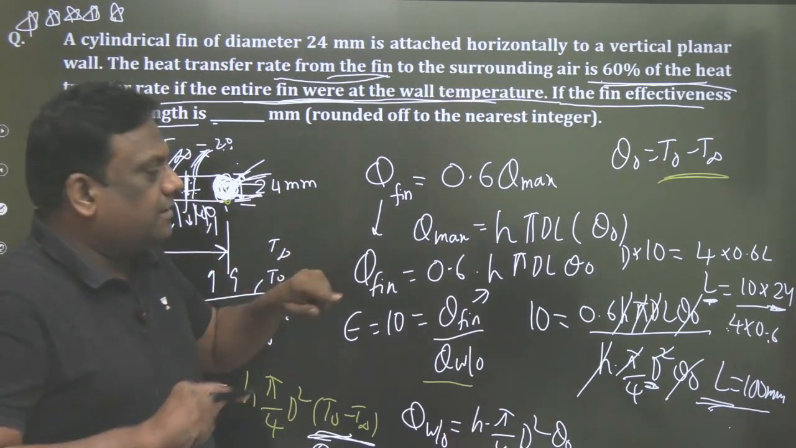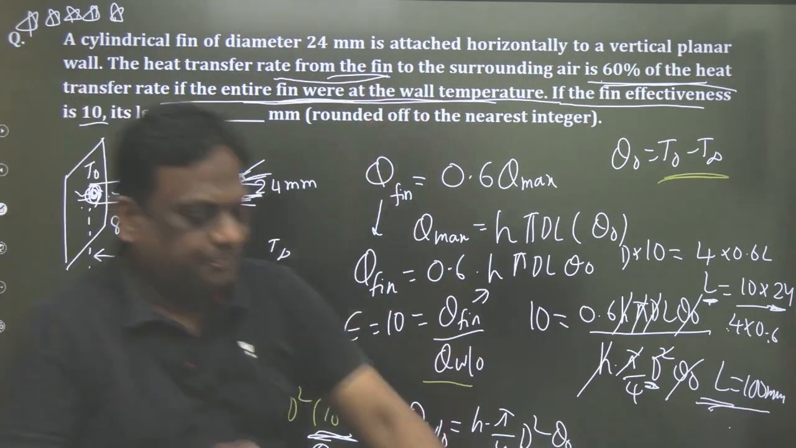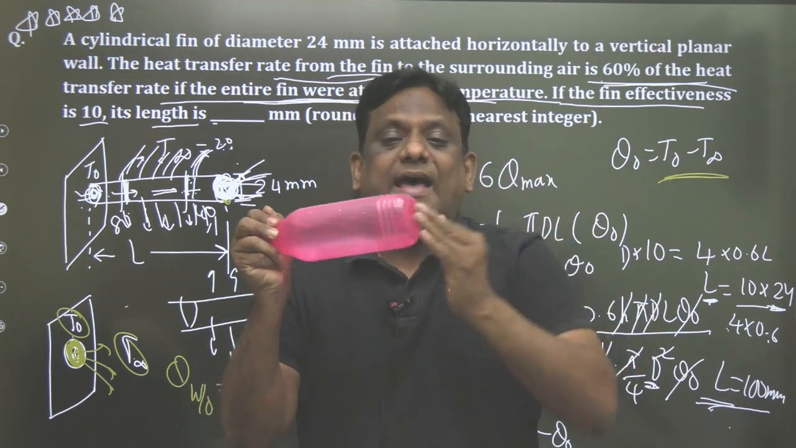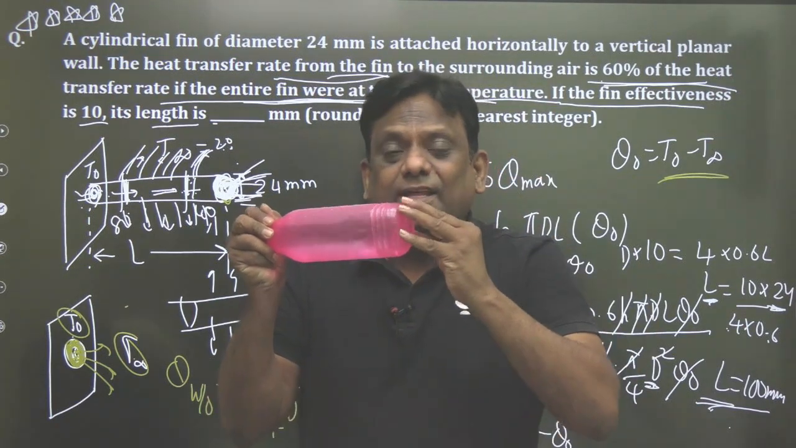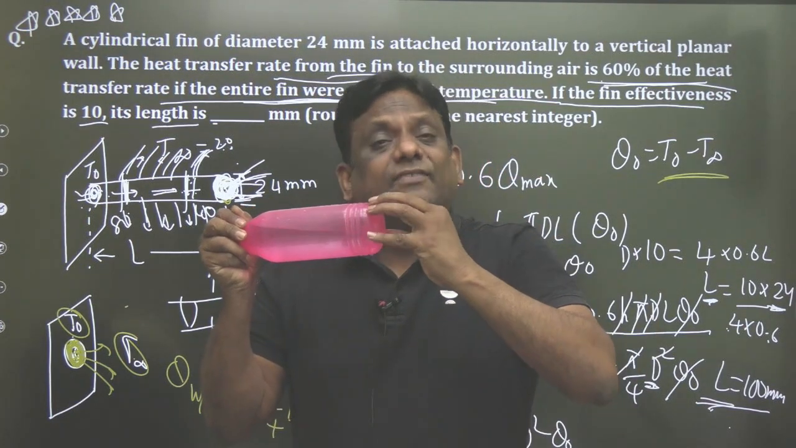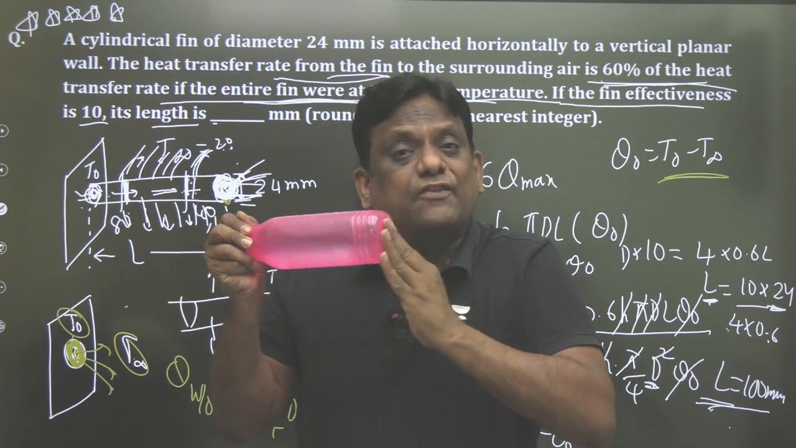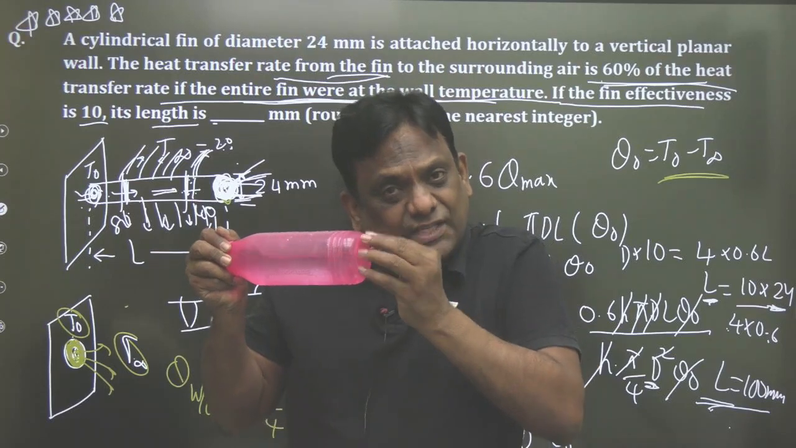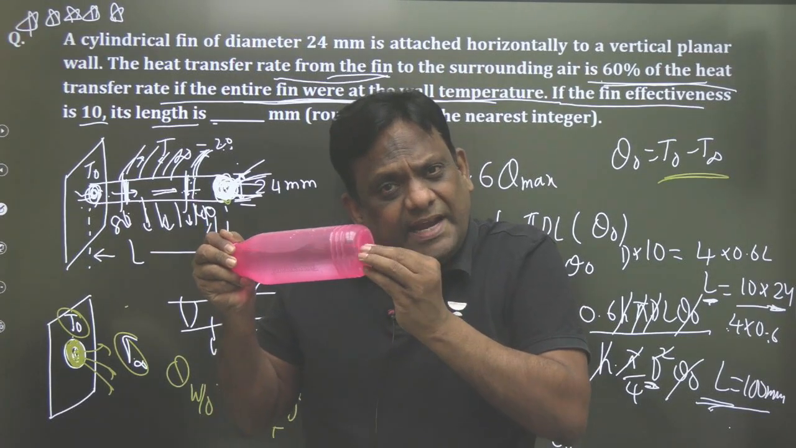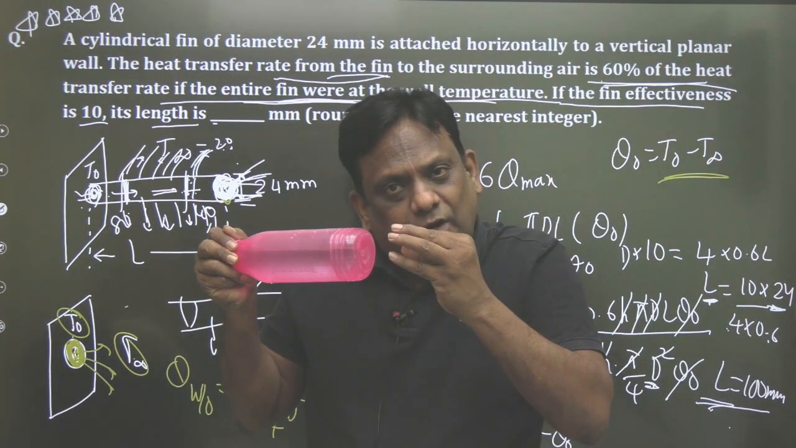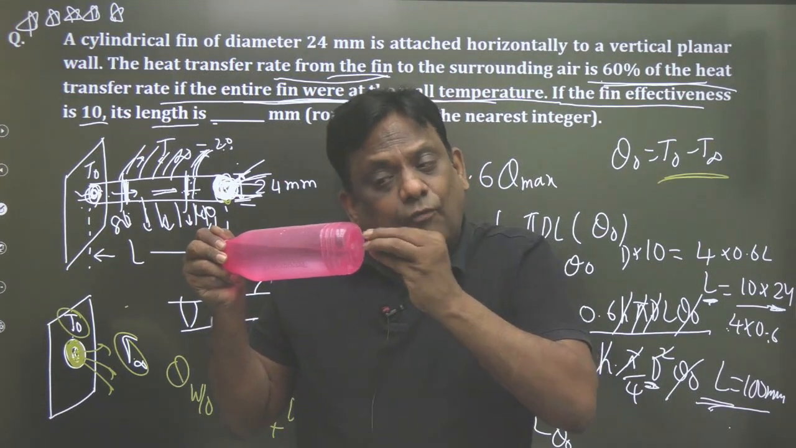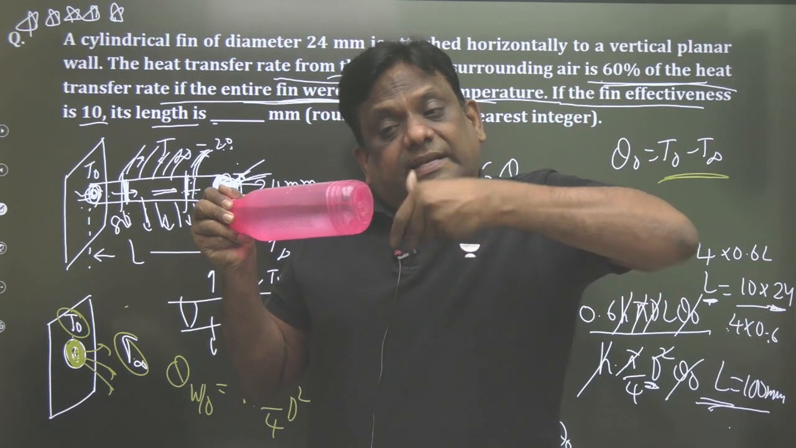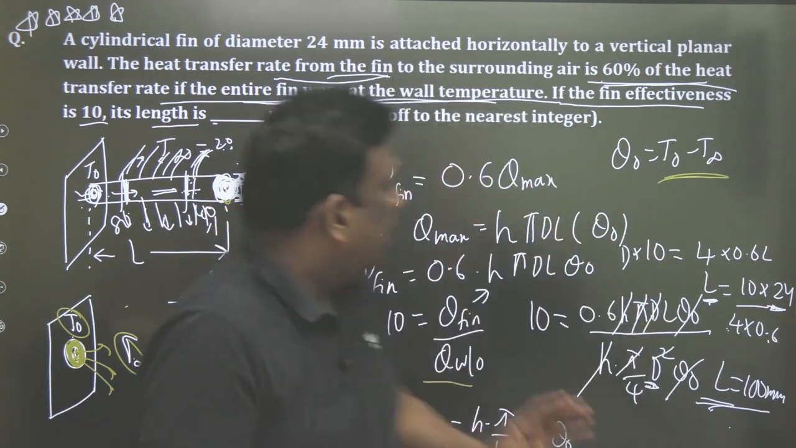I took the area pi d into L, but I have not taken this. So I have taken such a length where the heat transfer from this is zero. But actually there is heat transfer from the tip. If I want to neglect it, I will add some more length, so that whatever heat transfer was taking place from this area is occurring from this corrected length. I repeat, sirs, this is a very good concept.